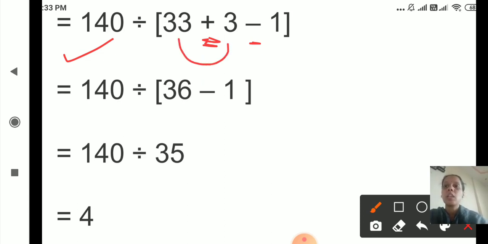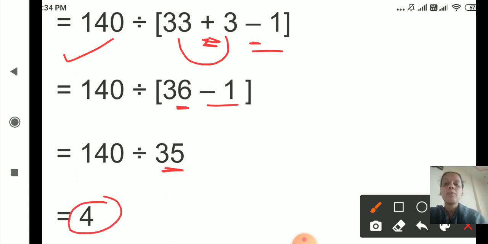So 33 plus 3, that is 36, as you can see here. 33 plus 3 is 36, minus 1 we have written as it is. Now we'll do subtraction. 36 minus 1 is 35. Okay, once we solve all the bracket, we'll get the final answer, we will remove the bracket, and we have written 35 as it is. Now we'll do the division. 140 divided by 35. Okay, so we'll do the division. After doing division we'll get the answer, that is 4.